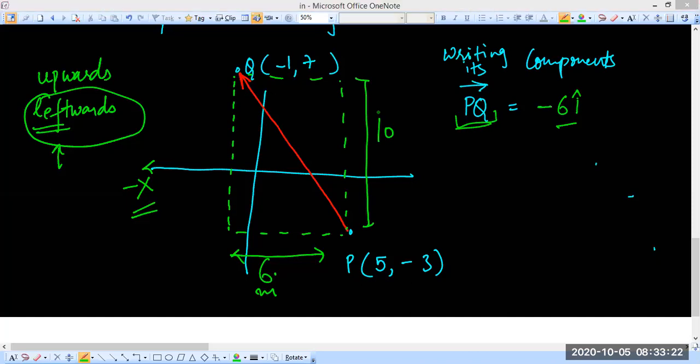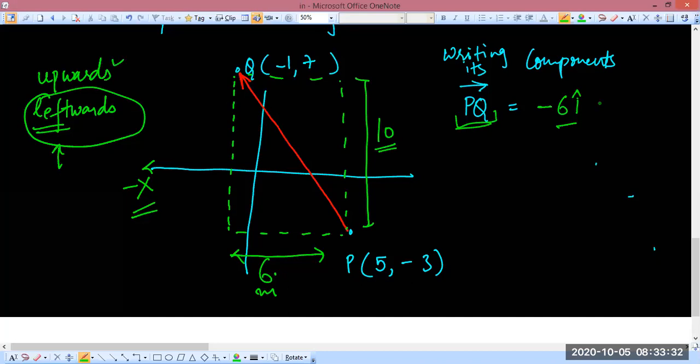Then here 10. So this is 10 going upwards. So plus 10 j caret. Clear? So this is your final answer.